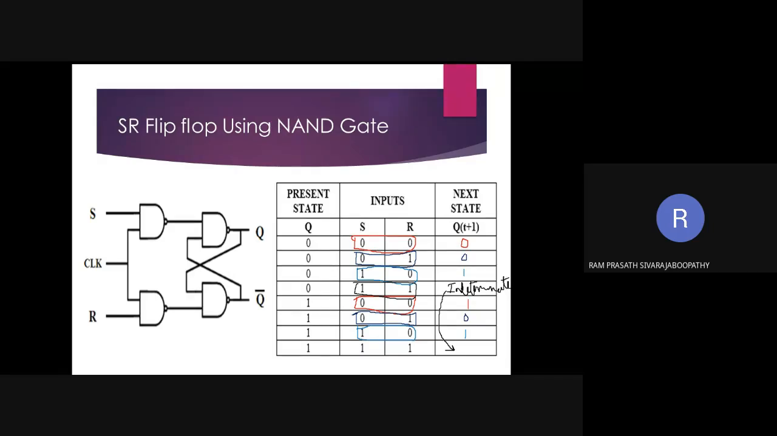So here what we told about clock: when clock enable is there, all these conditions apply. Okay, so here it is level triggered, a positive level triggered flip flop. Positive level triggered flip flop, SR flip flop. Positive level triggered SR flip flop, this circuit.